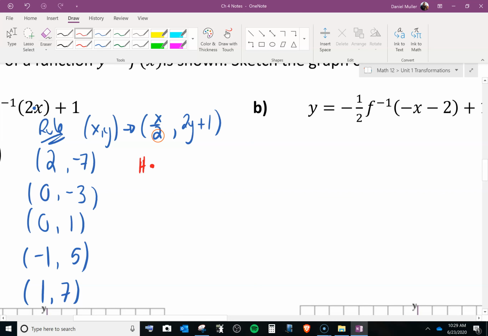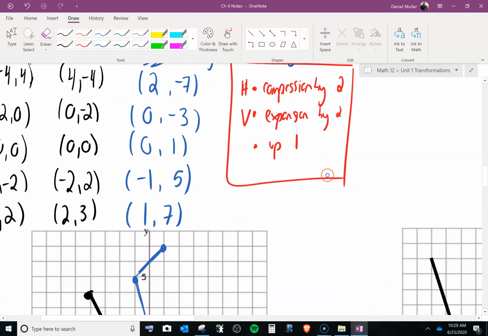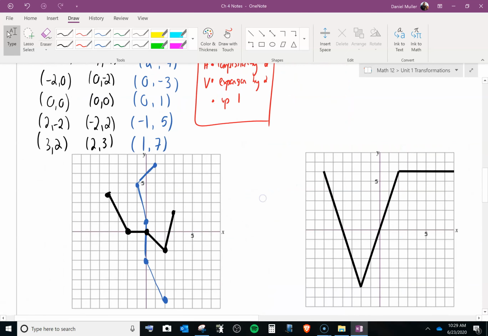So this thing is being cut in half, so I would say it's a compression. So it's a horizontal compression by 2. That's it. Now for the vertical, we're timesing by 2, so that's an expansion. So it's an expansion by 2, and then it's a vertical up 1. So we're compressing it horizontally by 2, expanding it vertically by 2, and then up by 1. So it doesn't ask for this, but sometimes it's useful to go back and just remind ourselves that there's a bunch of transformations happening. And this is what our drawing in the end looks like.